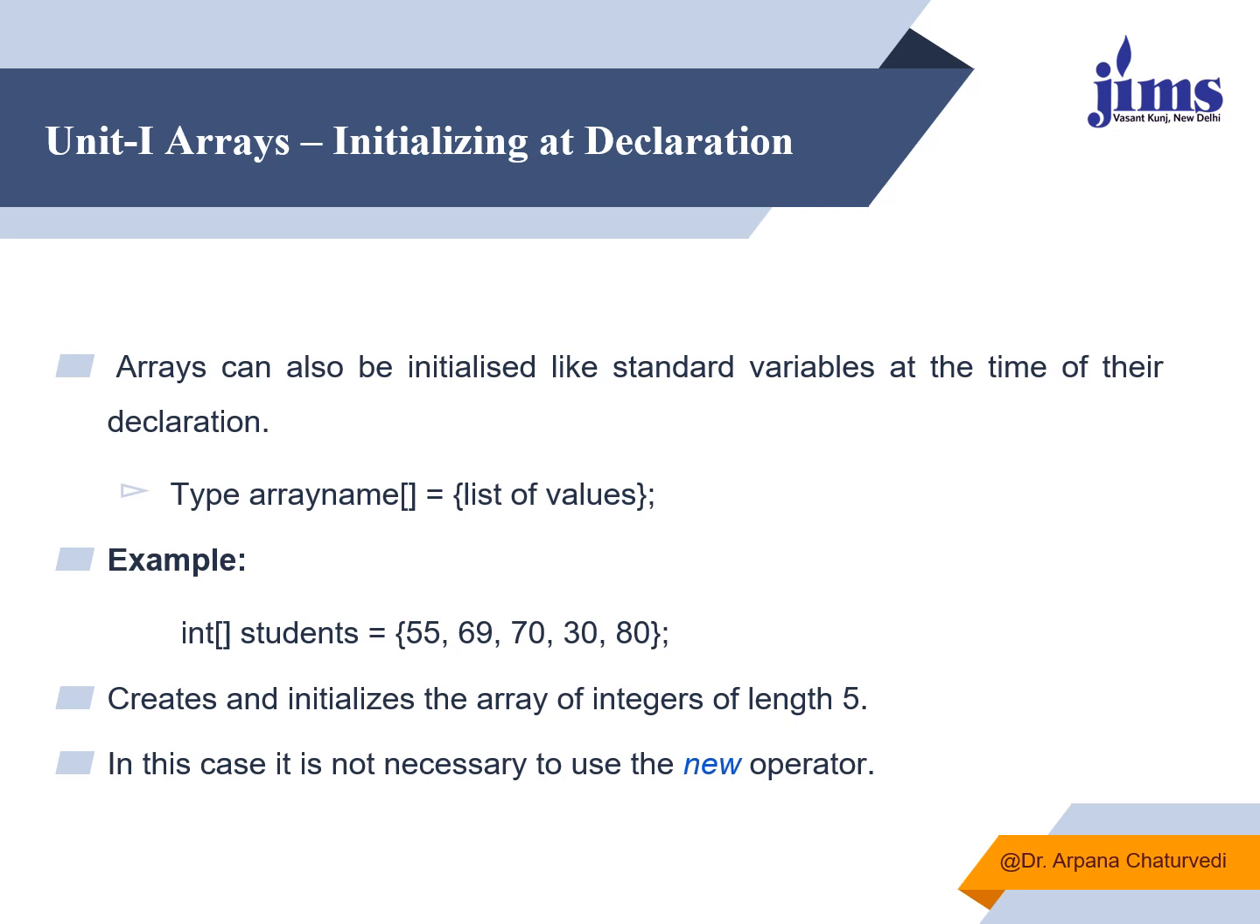Now we can initialize the array at the time of declaration also. How do we do this? This is a data type, this is the syntax, the name of an array, and at that time only within curly brackets we can write all the values separated by commas. If we do like so, it will check how many values are being initialized, and accordingly the size will get allocated.